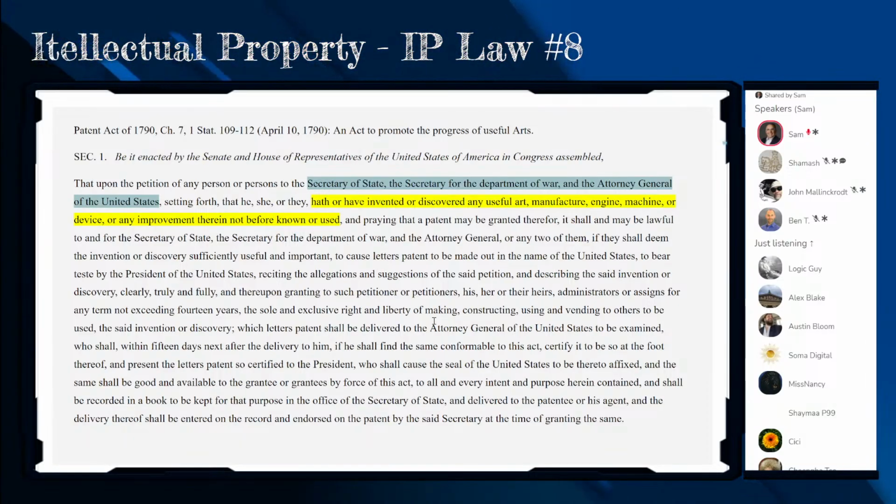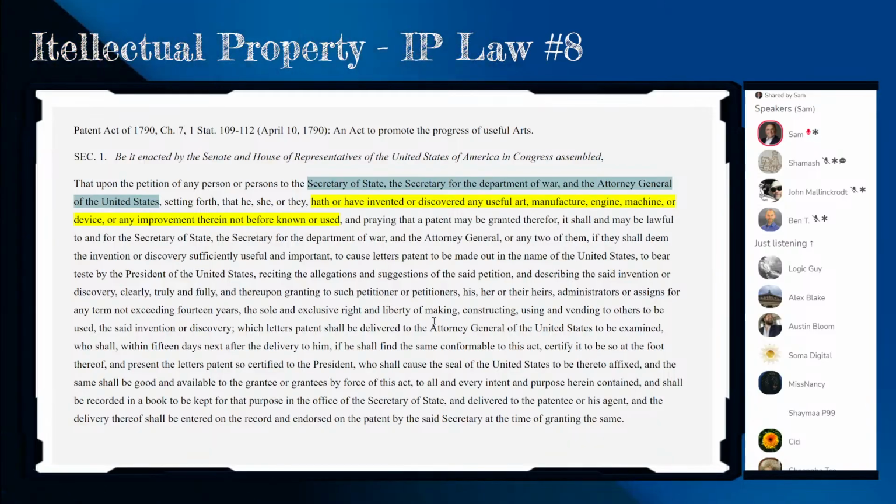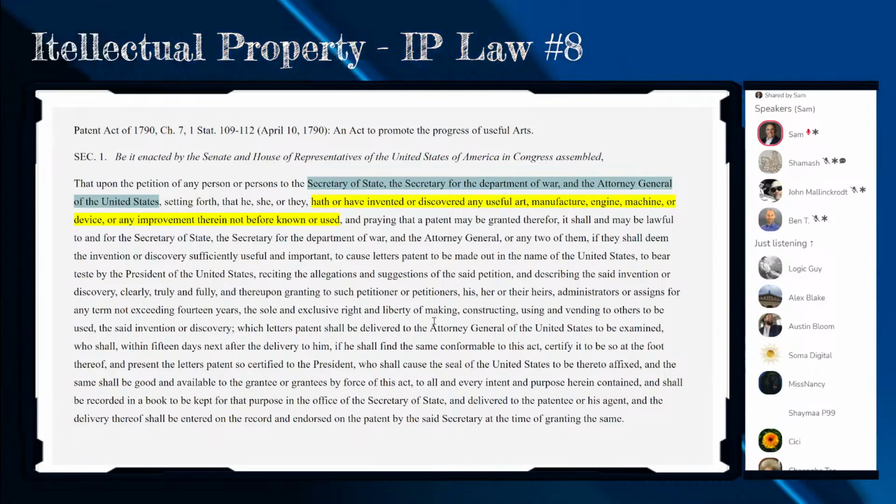So that's the green or teal sentence. The yellow one says, "hath invented or discovered any useful art, manufacture, engine, machine, or device, or any improvement therein, not before known or used." So we can see how close this language is to the language that we use today in Section 101.